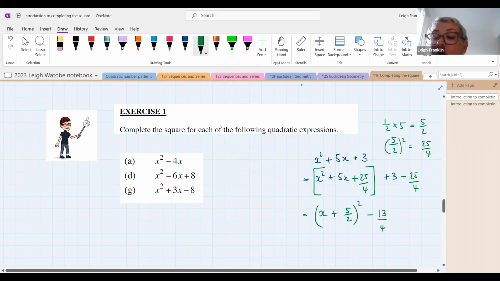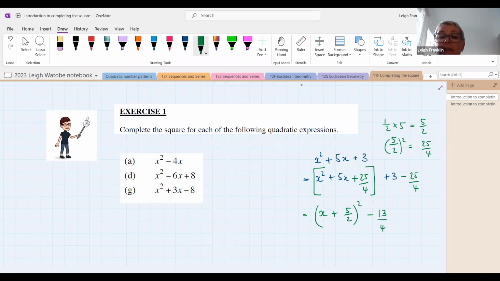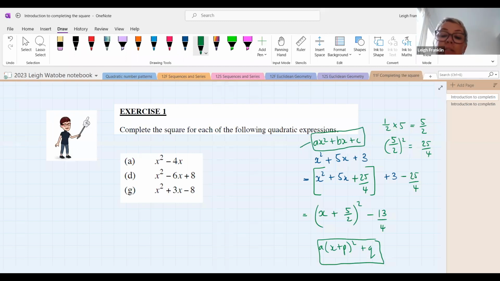And then I'm going to combine my like terms here at the end into one term. So now you can see I originally had it in the form ax squared plus bx plus c. And now it's in the form a times x plus p squared plus q. So it's a technique that allows me to rewrite my quadratic expression in a different way. It still has the same value. It still means the same thing. I have just written it in a different way. Okay. Thank you, ma'am. No problem, Itumeleng.